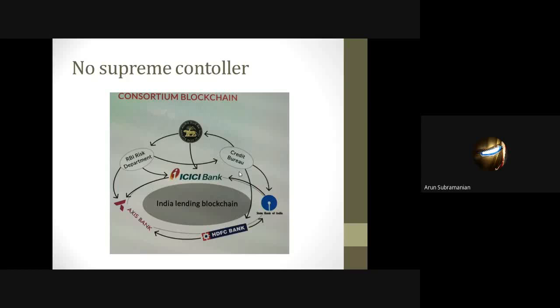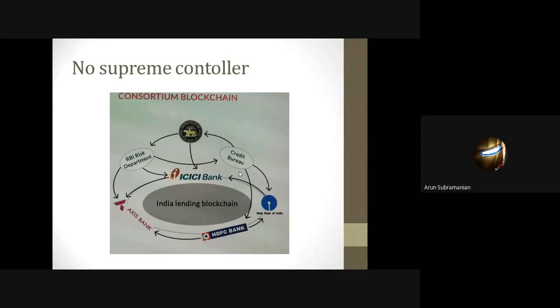So if you see the advantages here, no network is acting as a supreme controller. Instead, every node has its own power and its own verification schemes. That is one. And here as well, if any particular bank has to register into this India lending blockchain, it must register as a known entity. So any bank cannot just come and join as an entity in the blockchain.